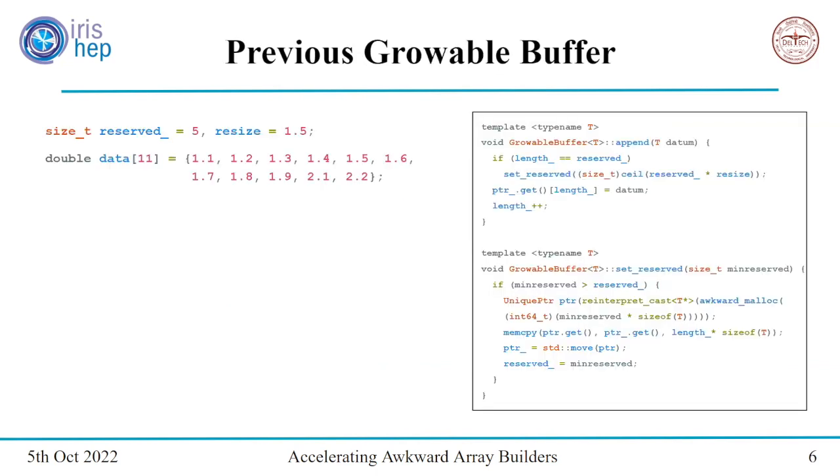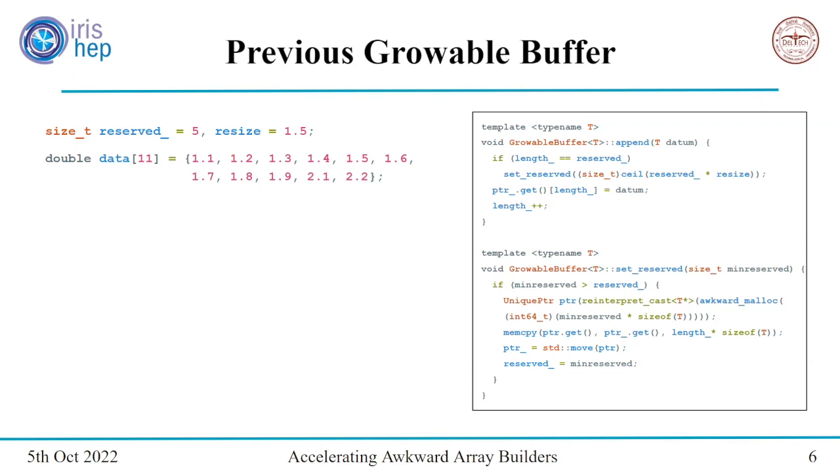So the header-only growable buffer, which uses the multiple panels approach, is already in use. But before talking about the new growable buffer, let's look at the previous implementation of the growable buffer, which was a contiguous one-dimensional array that could grow indefinitely, and what were its shortcomings, with the help of an illustrative example. In this example, we have initially reserved 5 slots for the buffer with a resize factor of 1.5 and the following array of data to be added.